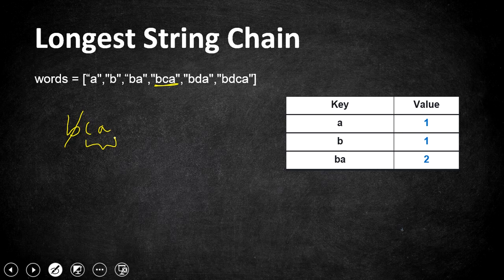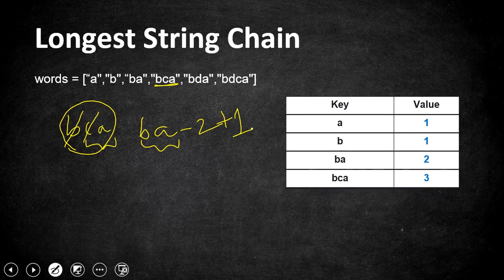Now instead of removing B, let's remove C. Now the word becomes BA. Now we are going to check whether BA is present in the hash map. Yes, BA is present and that is the second word in our chain. So BCA can possibly become the third word in our chain. What we have for BA is 2. Then BCA is the next word. In that case, we are going to add 1 to BA and update our hash map with the value 3, which is nothing but BCA can be the third word in our chain.